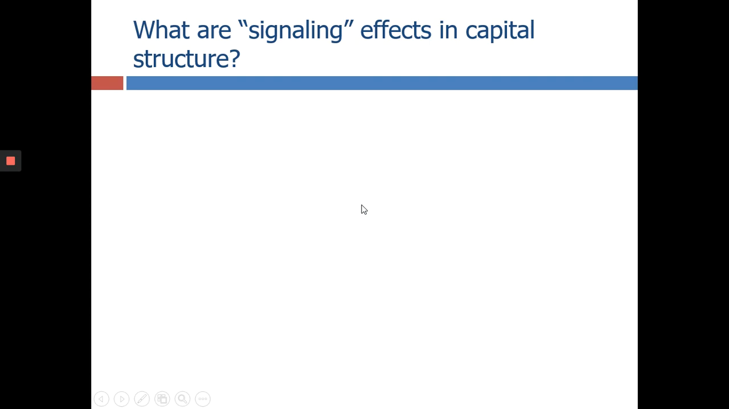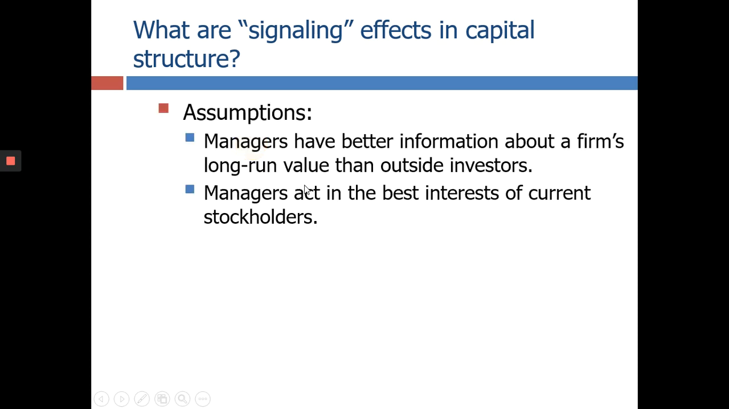Okay, so we're going to the last slide, where we ask what are signaling effects in capital structure. Signaling effect means when a company does certain actions, like the company issuing more shares in the market, what does it signal? What kind of effect does it show to the market? So let's look at that. If a company issues shares instead of taking debt, what is the implication?